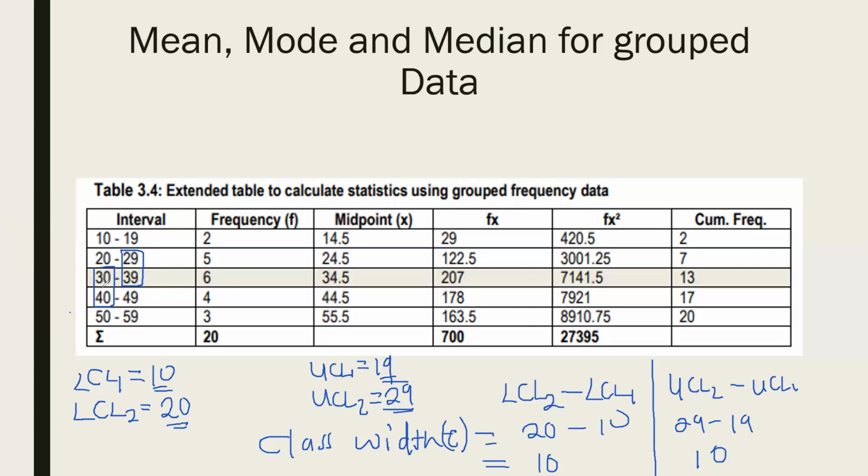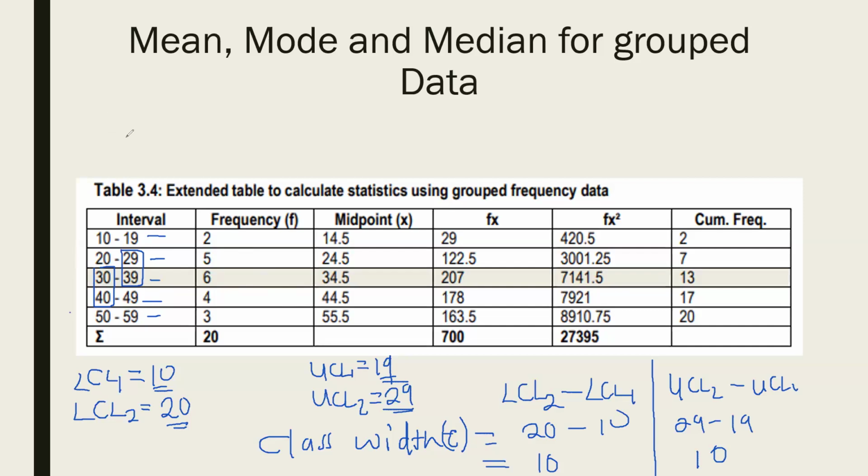Yes, that's a very good question. Someone is asking, does that mean that the width will be the same for any category? Yes. So the class width here is 10, 10, 10, 10, 10. It does not change. So the class width is constant. So this is how you calculate the class width.